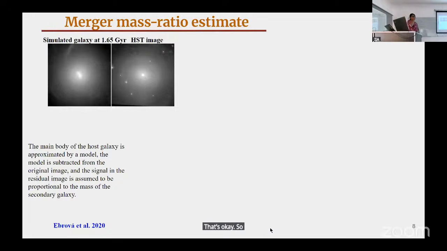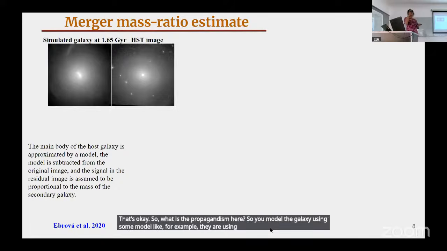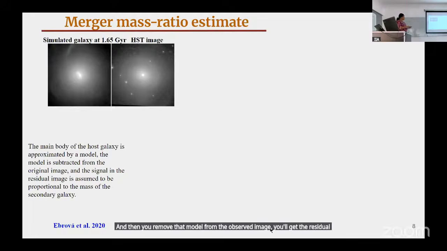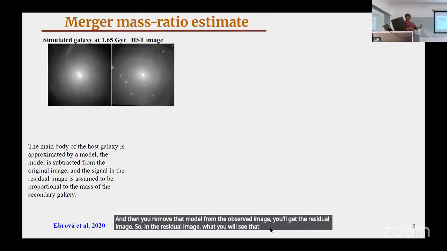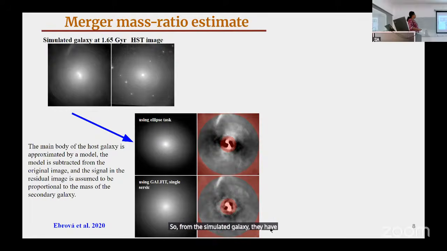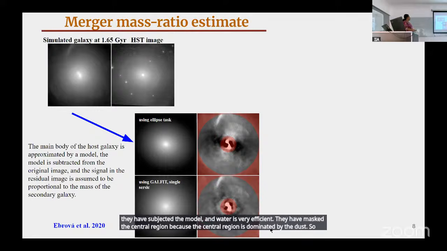So what is the mechanism here? You model the galaxy using some model, for example an ellipse fitting model or a Sersic profile. Then you remove that model from the observed image and you get the residual image. They say the residual is the contribution of the secondary galaxies that have been accreted. From the simulated galaxy they created the model, subtracted it, and got the residual image. They masked the central region because it is dominated by dust, and the dust contribution would bias the measurements of the galaxy's light.